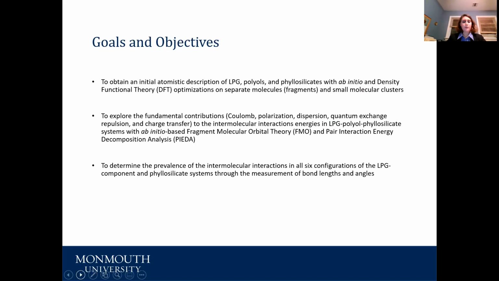Our first step was to perform individual geometric optimizations of each component configured around each of the phyllosilicate's 6 faces. Then, under the fragment molecular orbital theory, we quantified various types of interaction energies occurring between each fragment of our 36 optimized systems via pair interaction energy decomposition analysis. Finally, we determined how prevalent these interactions were based on certain threshold values that we set while measuring the bond lengths and angles between the component and the phyllosilicate.